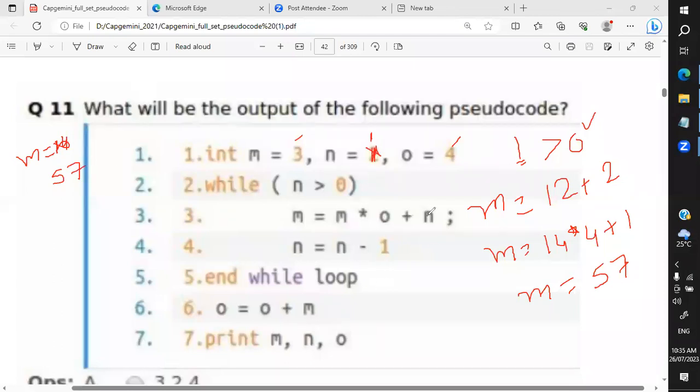N equal to N minus 1. N value was 1. That would become 0 now. Now again, 0 greater than 0. Is it true? 0 greater than 0 is false. As it is false, what will happen? It will come out of the while loop.